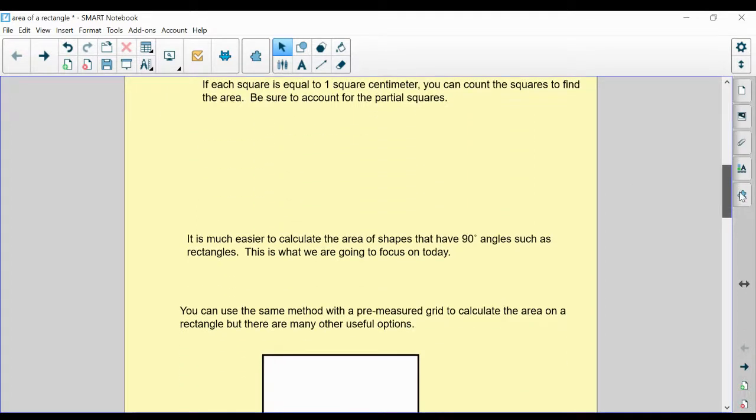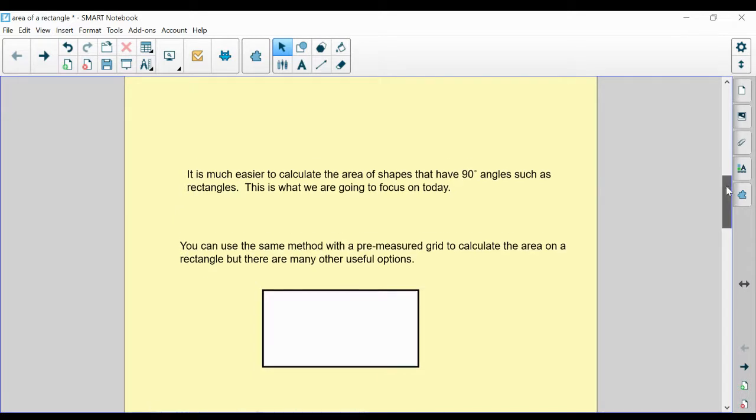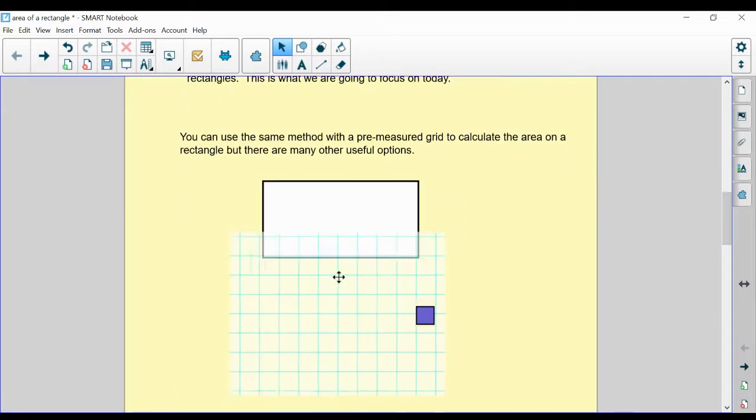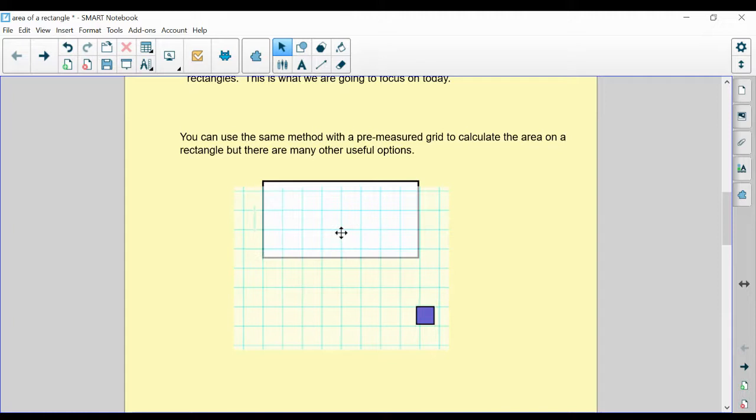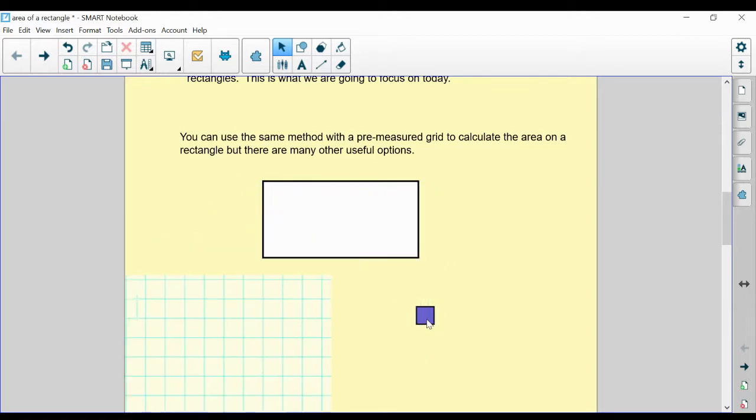So it's much easier to find the area of shapes that have 90-degree angles, like rectangles, and that's what we're really going to focus on today. Now, you can use that same method to calculate the area of a rectangle. I could take my grid paper and place it over, and then I could just count the squares and find the area. Another way to do it might be to use tiles.